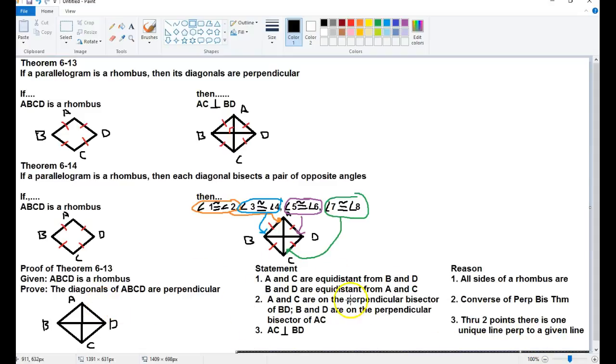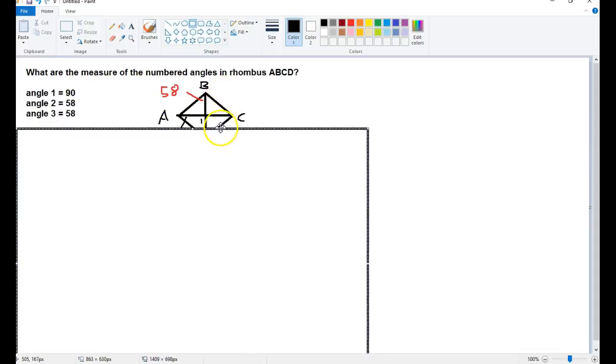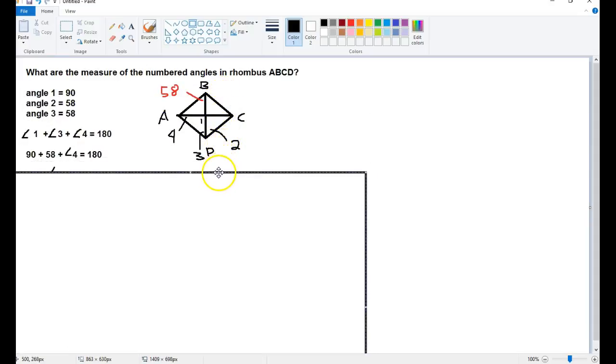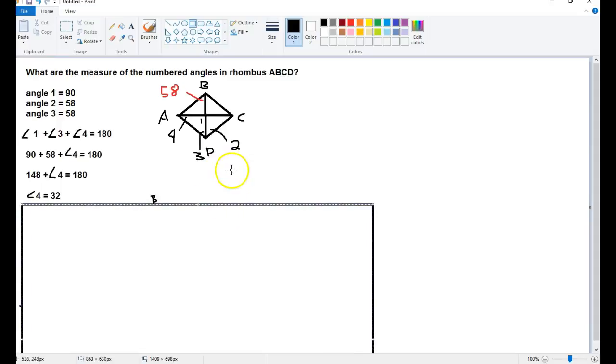So if we have questions about this proof, you guys can say it at the end of the video, and we'll go through it in class. Now we're going to go through some questions with rhombuses and their angles. Okay, so here we're given a question with a picture. And I'm going to go through each one.